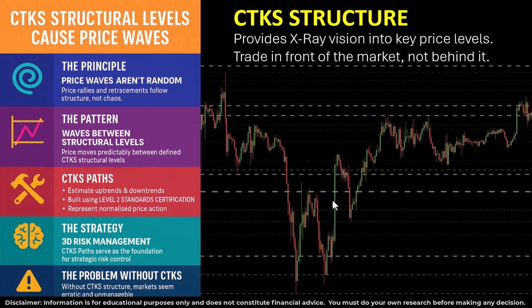The problem is, without CTKS structure, the markets do appear very erratic and unmanageable. They are very manageable if you know where the structure is. There's a little bit more to it than that. You need to read between charts, but the very starting point is to know the structure.